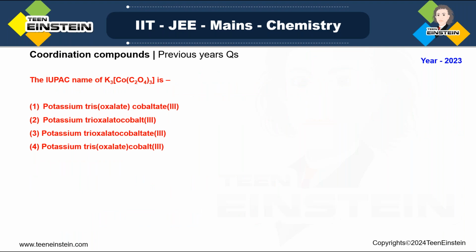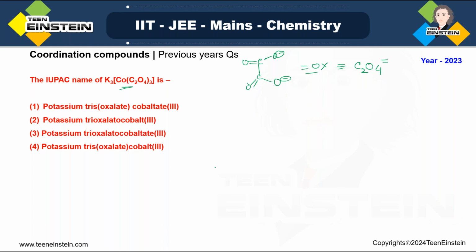Next we have to find IUPAC name. That is another type of question you can get from this chapter, where sometimes complex will be given, you have to choose the correct name, or sometimes name will be given, you have to choose the correct formula. Both are important. Here we have K3, then inside the third bracket cobalt C2O4. Now C2O4 is basically oxalate ligand. Remember the first question of today's class, we have already solved it, and this is actually oxalate, or you can write it as same C2O4 2 negative.